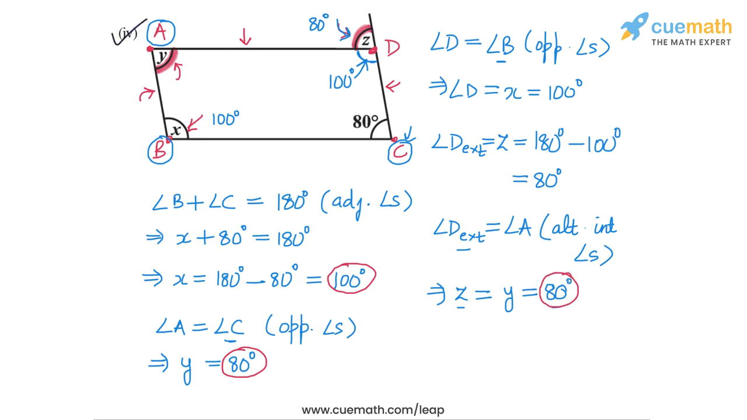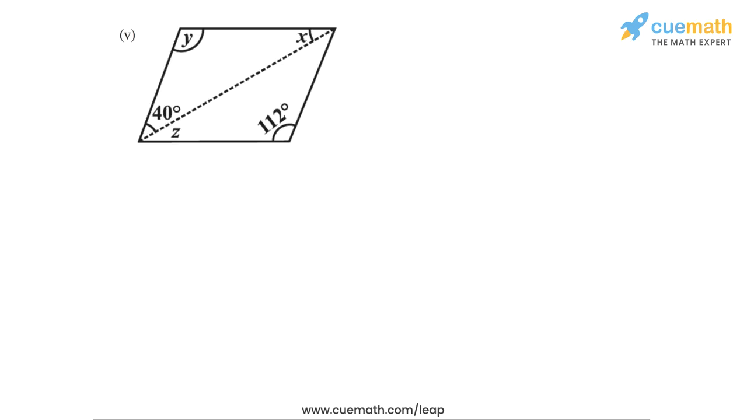Now let's do part 5. In part 5 we have this parallelogram that you see. Let's label the vertices. So we have A, B, C and D, and the unknowns are this angle X here, which is angle ADB, this angle Y, which is angle A, and this angle Z, which is angle CBD. So we have to find the measures of these three angles.